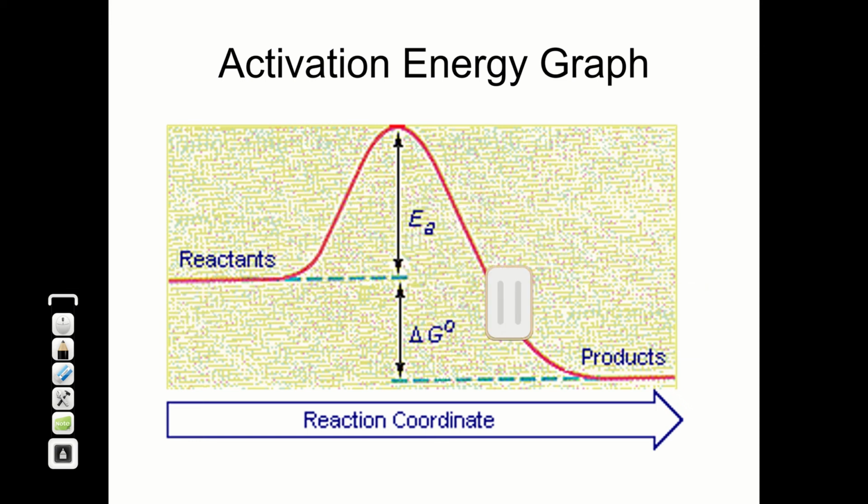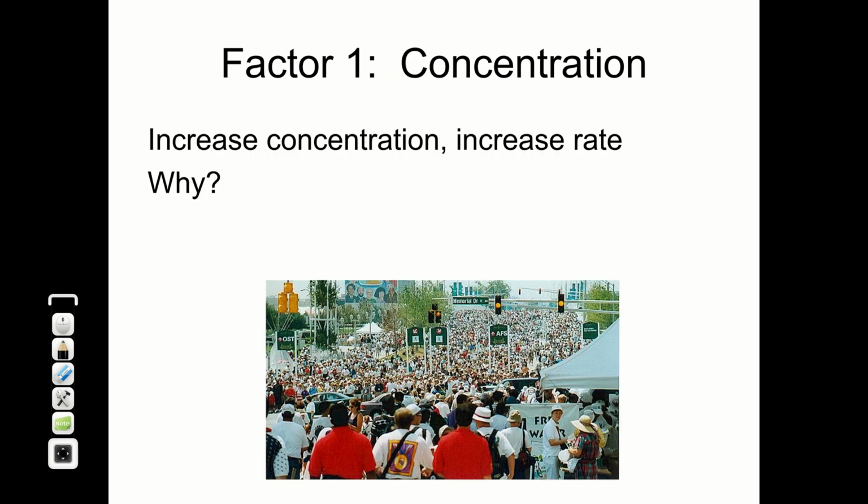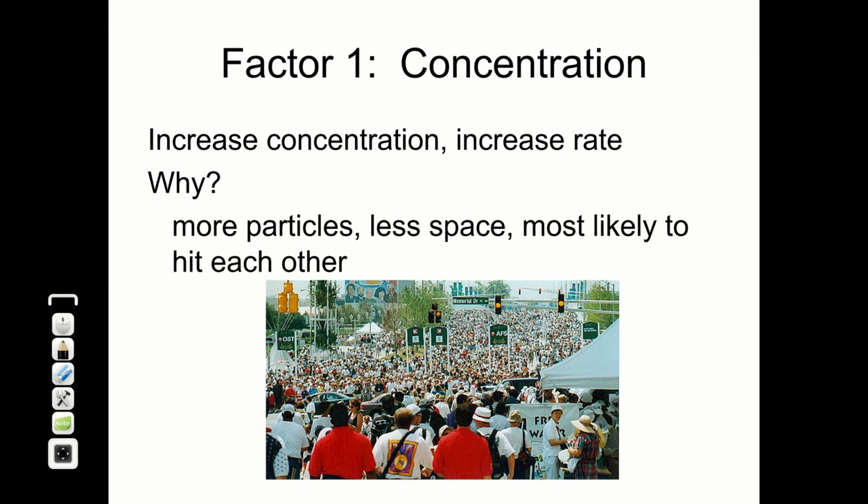But what are other things that can come into play? So again, think about collisions and think about energy needed. So first one would be concentration. If I increase concentration, it'll increase rate. Why? All right, as you can kind of see in this picture of the 96 Olympics here, there's a lot of people. There are going to be collisions. There's going to be less space. They're more likely to hit each other. So if those reactants are sitting on the left side of the chart and there's not a lot of them and they're not going to collide, we're not going to see it no matter how low that activation energy is.